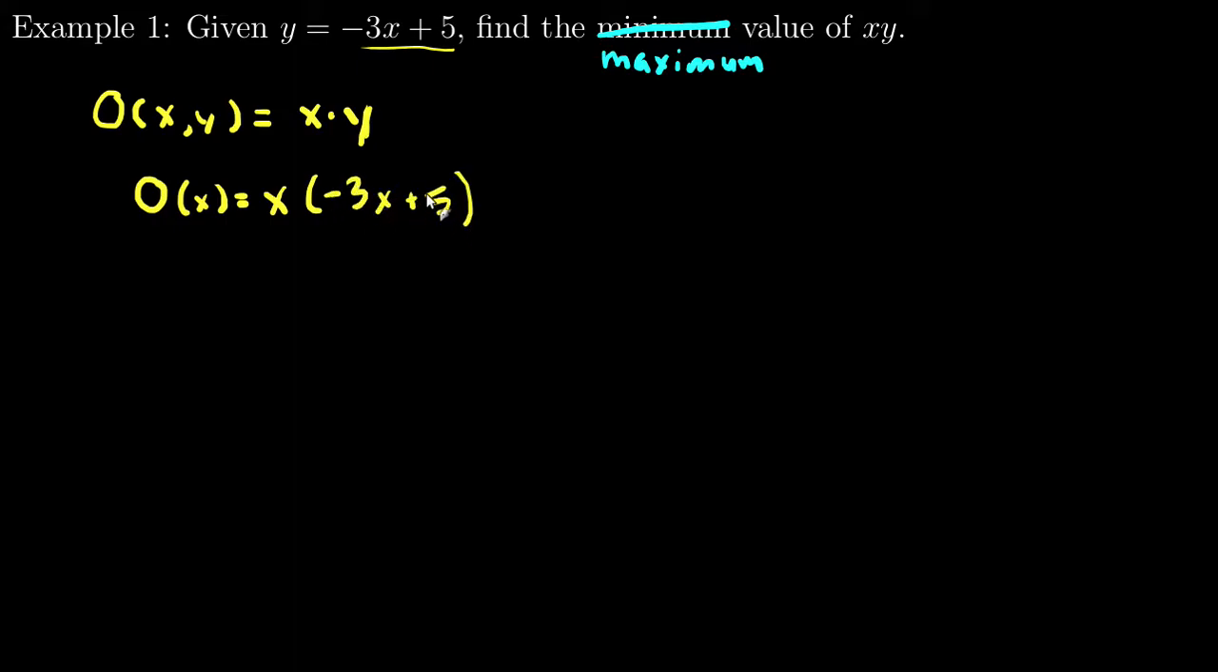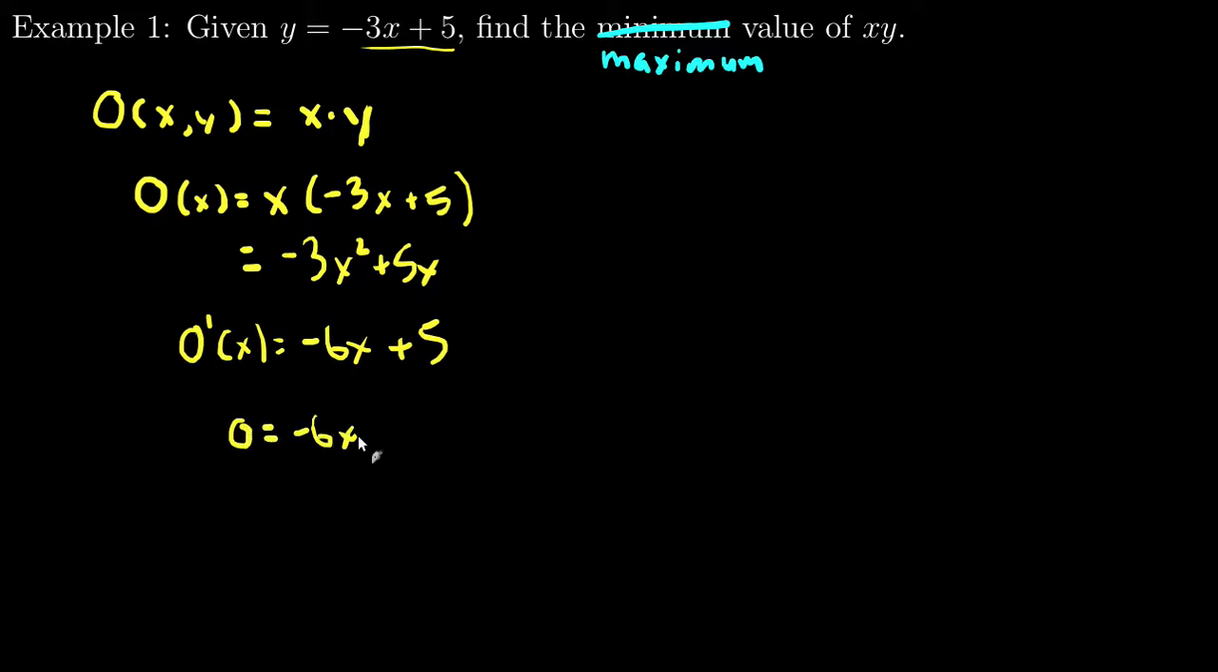And now I can just do my maximization or minimization that we learned a while ago. I have videos up on that already. By distributing the x, negative 3x squared plus 5x, and then taking the derivative, setting it equal to 0 to find the critical points. So 0 is equal to negative 6x plus 5. Subtract 5, divide by negative 6, and x will equal positive 5/6.